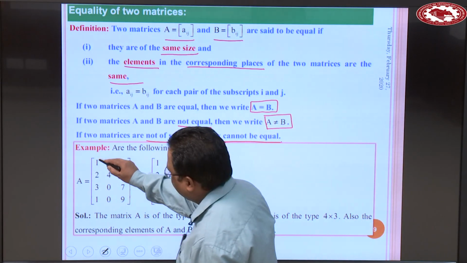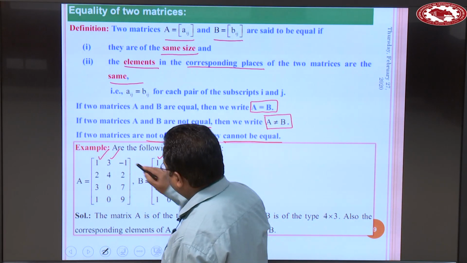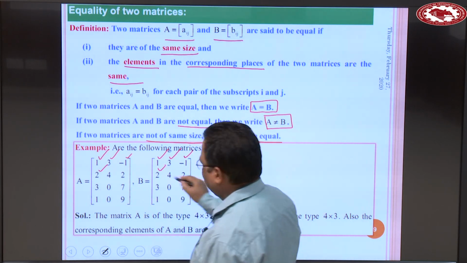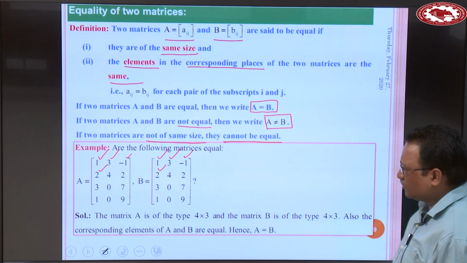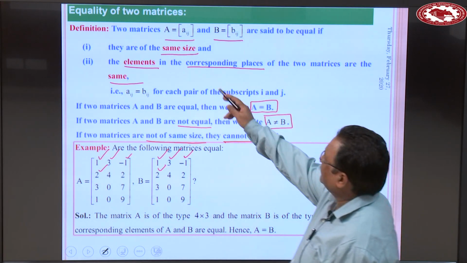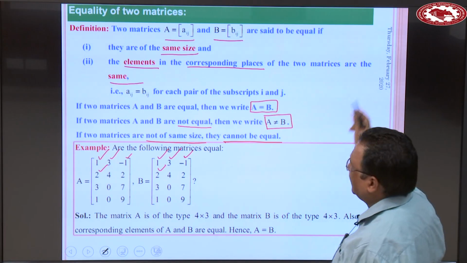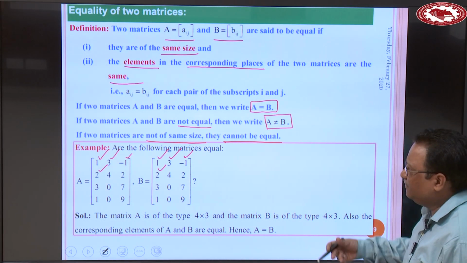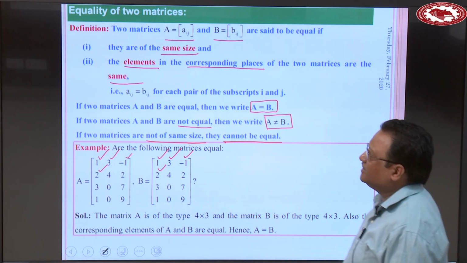So, this one is equal to this one, this 3 is equal to this 3, this minus 1 is equal to minus 1, this 2 is equal to 2, and so on. Okay. So, the corresponding elements of A and B are equal. So, the elements in the corresponding places of the two matrices are the same, means Aij is equal to Bij, then we can say that these two matrices are said to be equal.